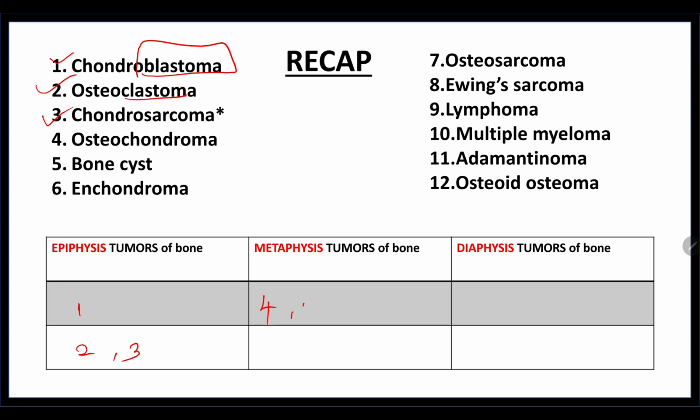Then bone cyst, again metaphysis. Then enchondromas, again it is a metaphyseal tumor. Osteosarcoma, a metaphyseal tumor. Coming to Ewing sarcoma. Ewing sarcoma is a small round cell tumor, so it should be in diaphysis, that is a medulla part. So again Ewing sarcoma is a diaphyseal tumor, lymphoma is a diaphyseal tumor, multiple myeloma is a diaphyseal tumor, adamantinoma a diaphyseal tumor, and osteoblastoma a diaphyseal tumor.